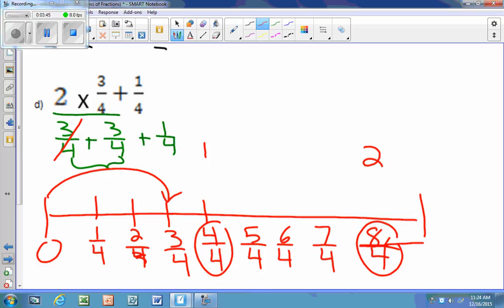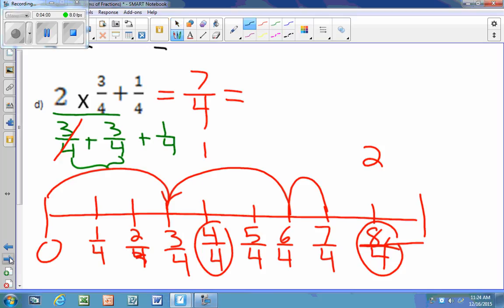So I jump 3/4. Now I'm going to jump again another 3/4. And now I'm going to jump my 1/4. And I end up at 7/4. Which is also, when I jump that, I can see right here, this is just like saying 1 and 1/4, 1 and 2/4, 1 and 3/4, 1 and 4/4, which is also the same as saying 2.